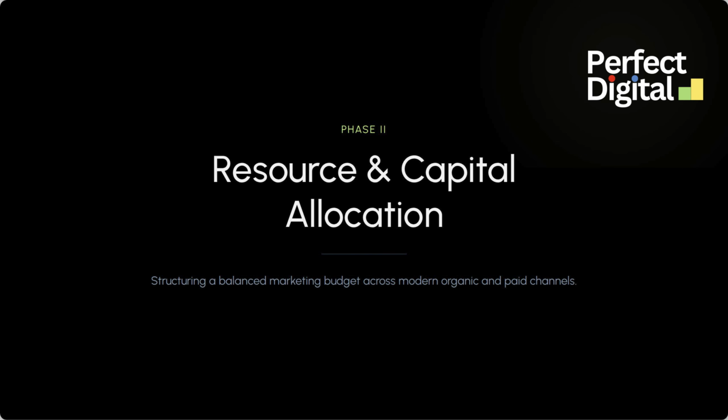Now that our metrics and funnel trackers are aligned, we move into phase 2, which is resource and capital allocation. This is where we master the math behind structuring a balanced marketing budget across modern, organic, and paid channels.